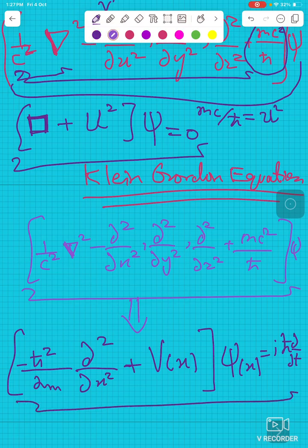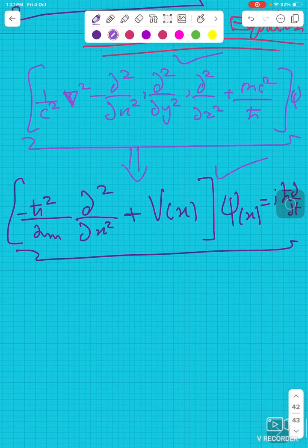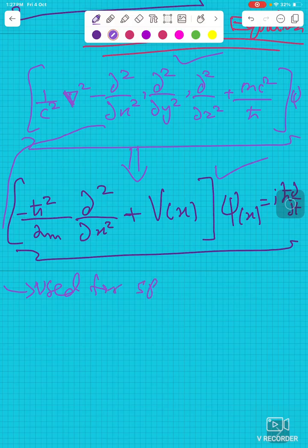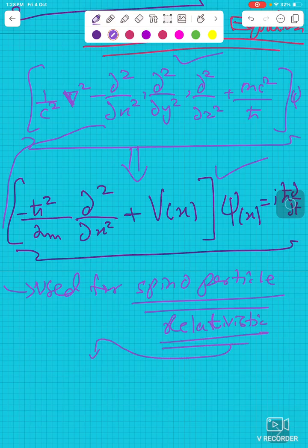The comparison is that this one is relativistic, this one is non-relativistic, and this one is used for spin 0 particle, relativistic particle.